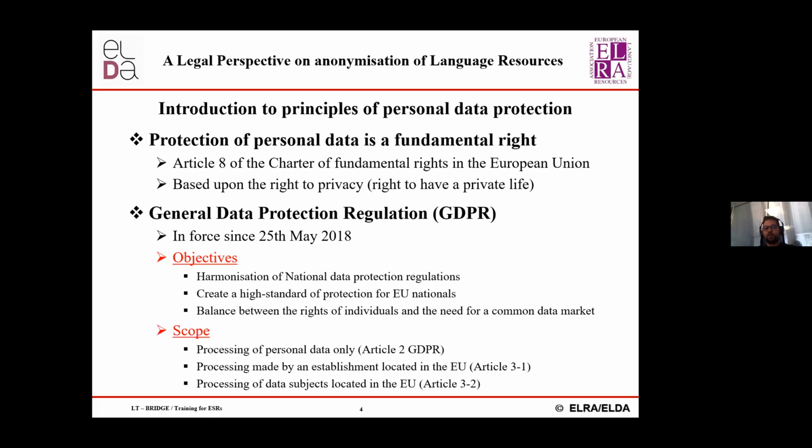So the scope of effectiveness of the GDPR is based on personal data only, which is defined by Article 2. It's solely focused on processing made by establishments located in the EU and to processing of data subjects located in the EU.